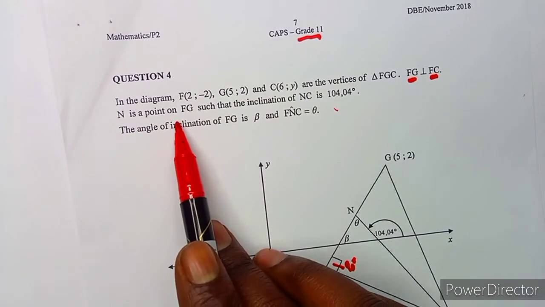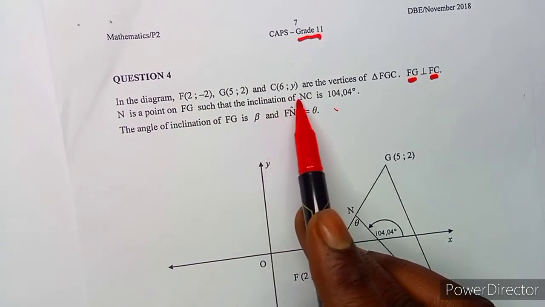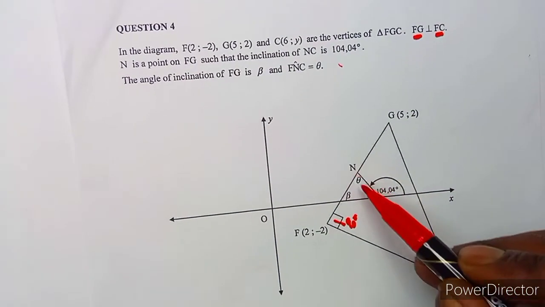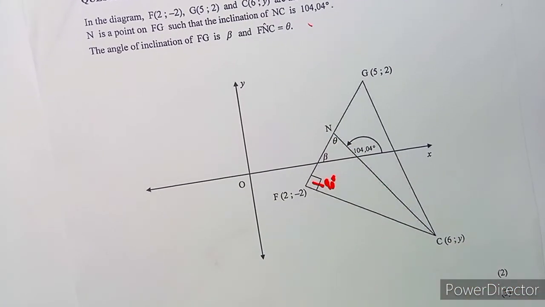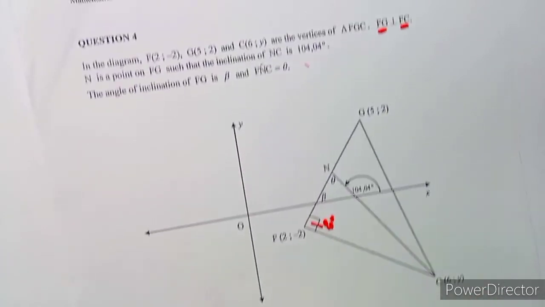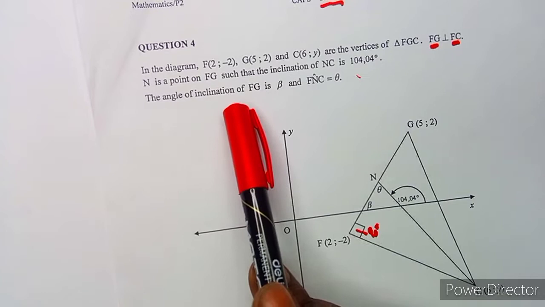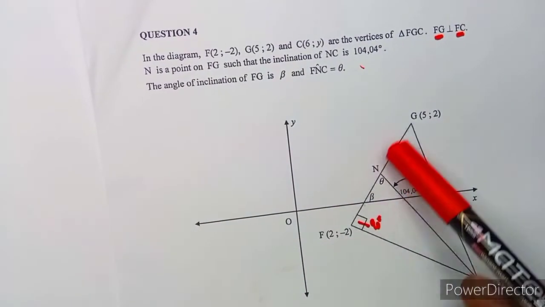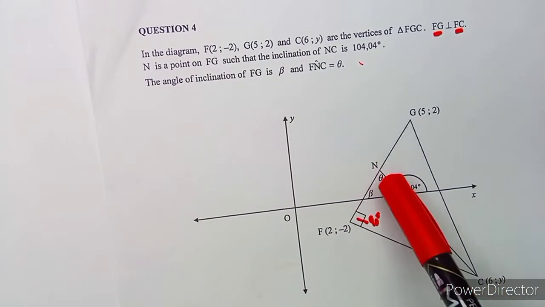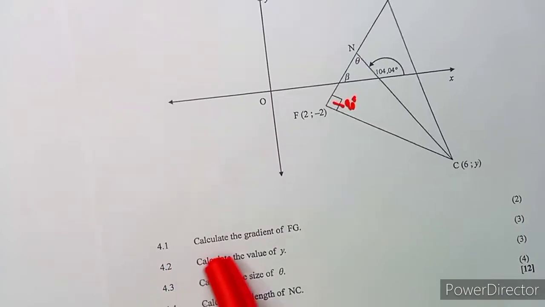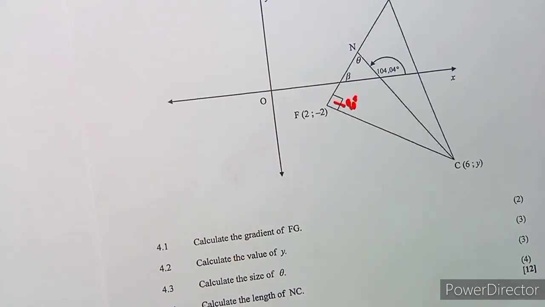And N is a point on side FG, and we have the angle of inclination of the line NC. Remember, your angle of inclination gives you the gradient. We are also given the angle of inclination of FG, which is beta, and the angle FNC, which is theta. First question: calculate the gradient of FG. That is just 2 marks.